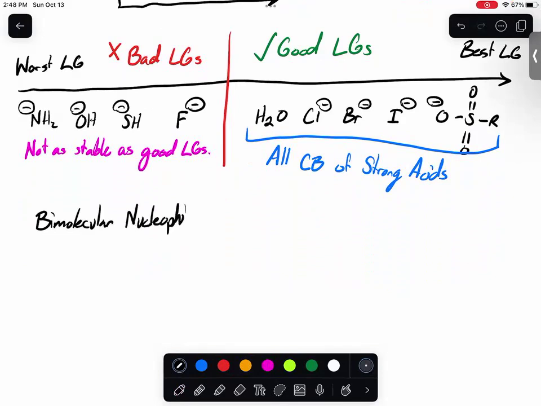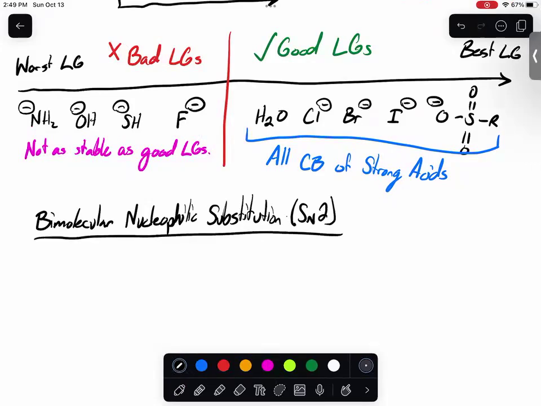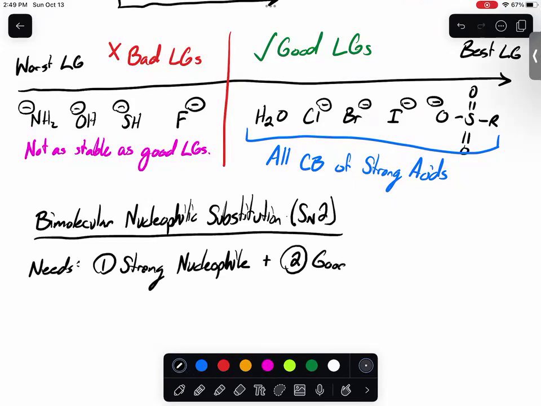And SN2 requires two things. It requires, first off, a good, strong nucleophile. That is one of its needs. The second thing it needs is a good leaving group. If you do not have both of these, you will not end up seeing an SN2 reaction occur. It is not possible. So what does this reaction actually look like?